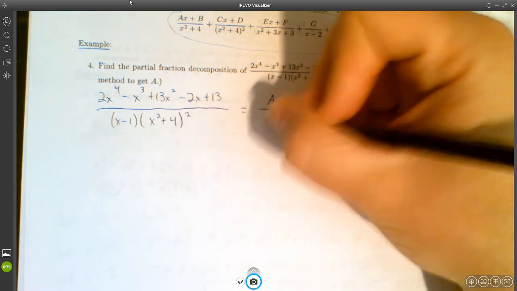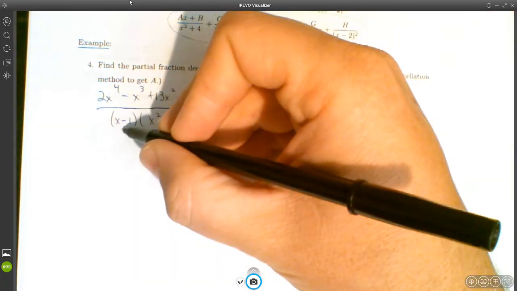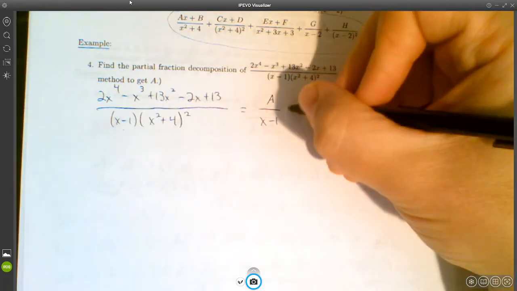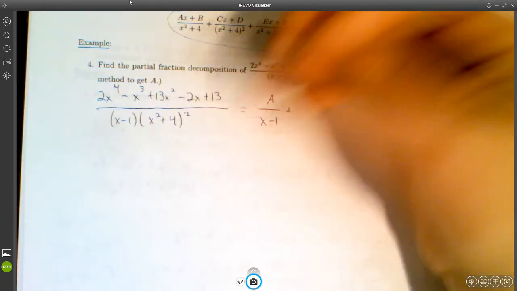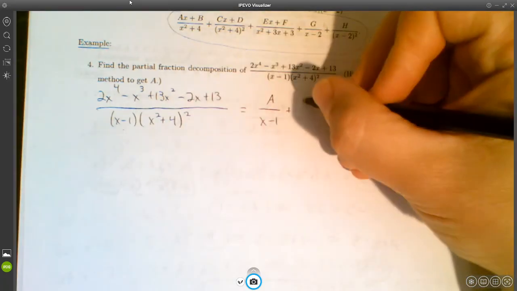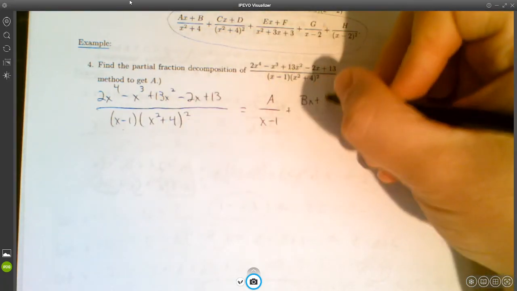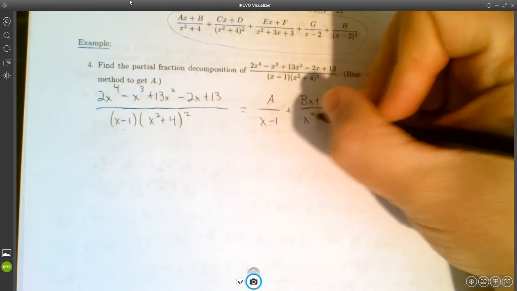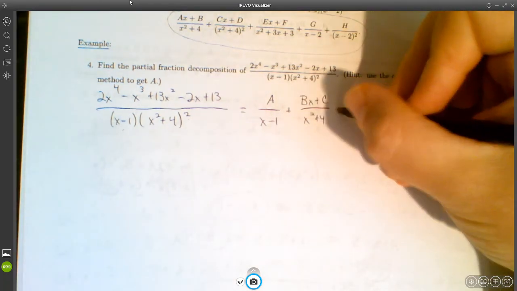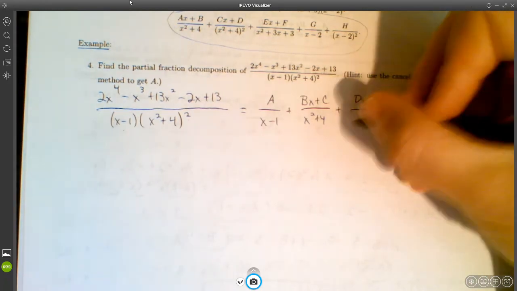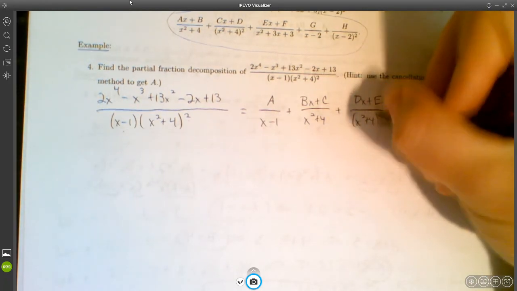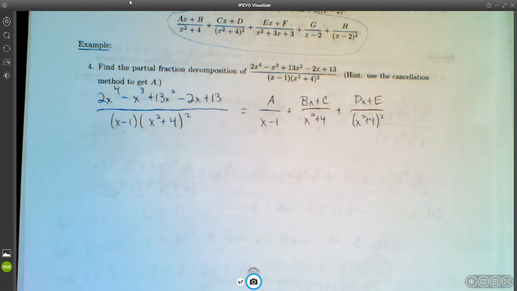The partial fraction decomposition is going to look like A over x minus 1, right? Because there's just a linear term, it's not repeated. Plus, now here we have an irreducible quadratic, and we need two copies of it. So the first copy is going to look like bx plus c over x squared plus 4. And the second copy is going to look like dx plus e over x squared plus 4 squared. Okay, that's what the partial fraction decomposition looks like.